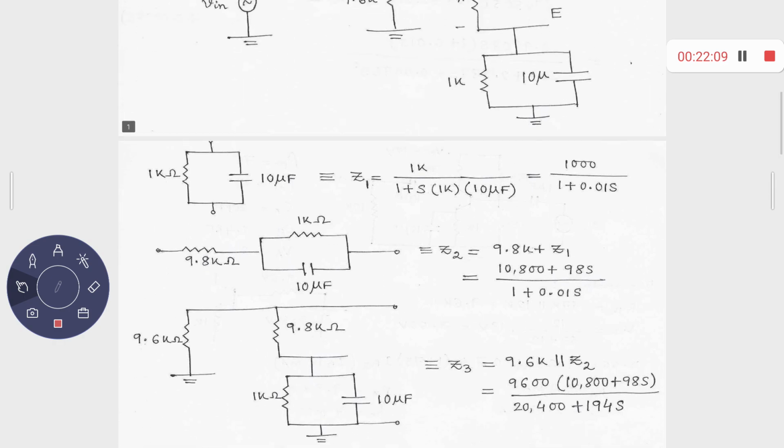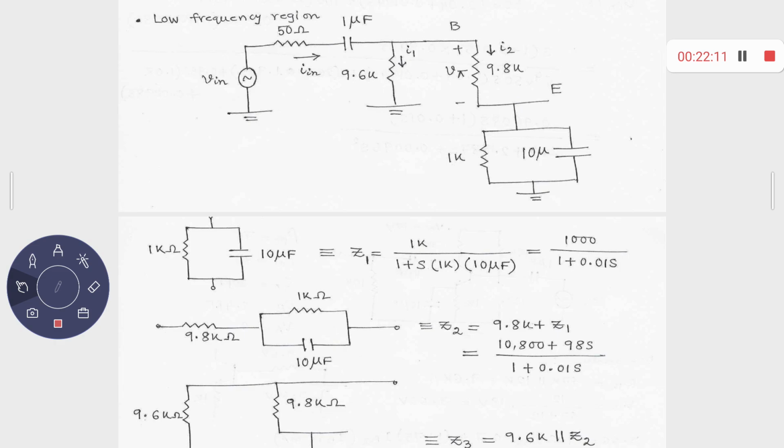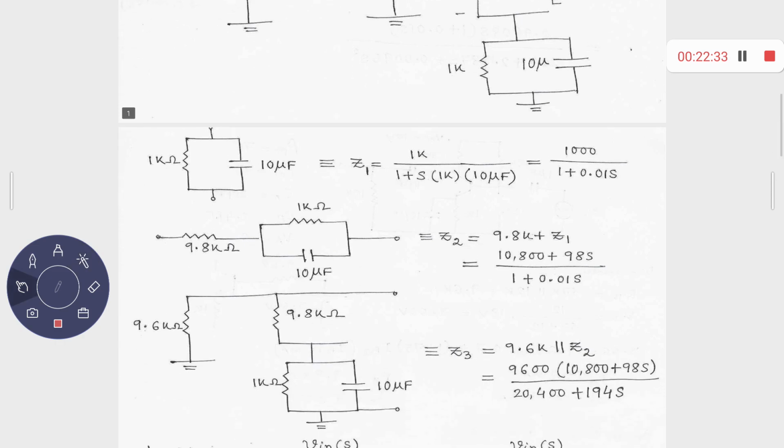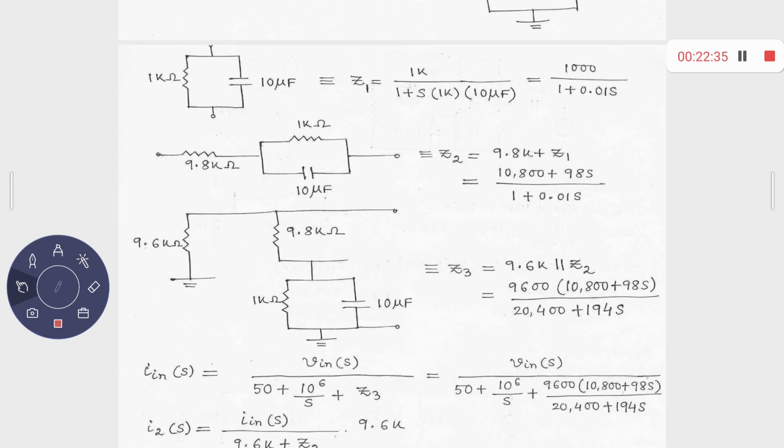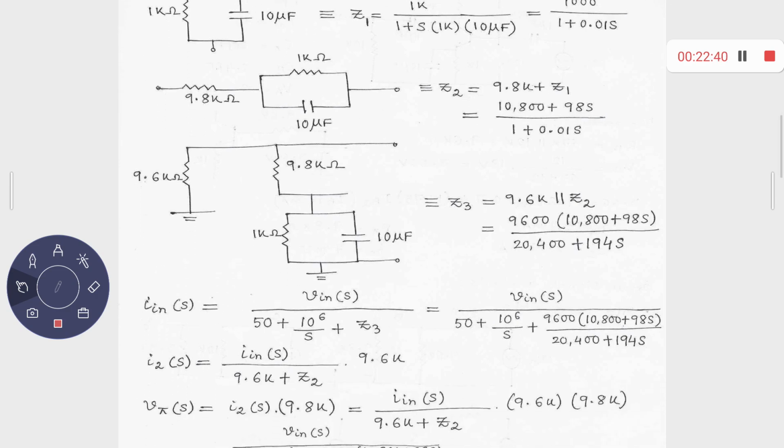What is the formula? You have to find out. Up to this you have calculated the impedance. This part you have calculated, what is that called? Z3. So you have Z3, you have 50 ohms, and you have this 1 microfarad coupling capacitor. So they are in series, right? So what will be the effective? What will be the current I in? V in upon this entire thing: V in upon 50 plus 10 to the power 6 upon S plus Z3. Just substitute those values.